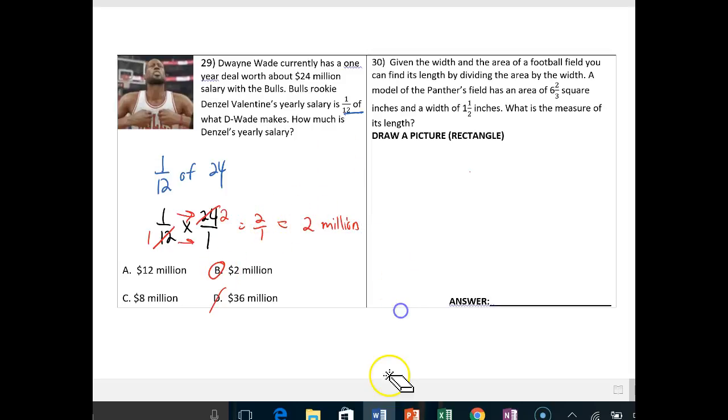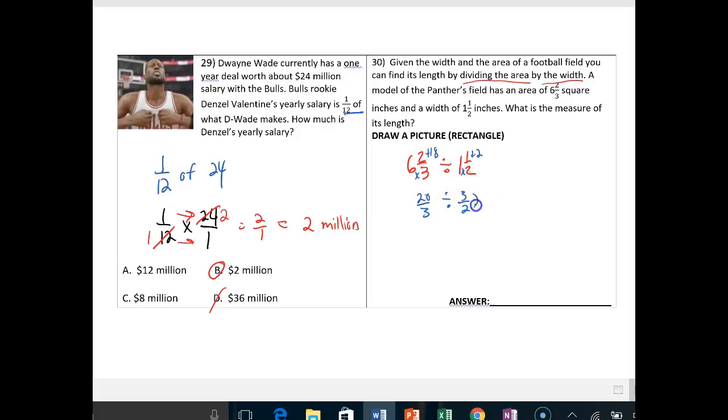Right? And then this is also similar to the notes. Given the width and the area of a football field, you can find its length by, it says what to do, dividing the area by the width. So I give you the area, 6 2/3. You need to divide that by the width of 1 1/2. So change these from mixed to improper. Get 20 over 3, still divided by 3 over 2.